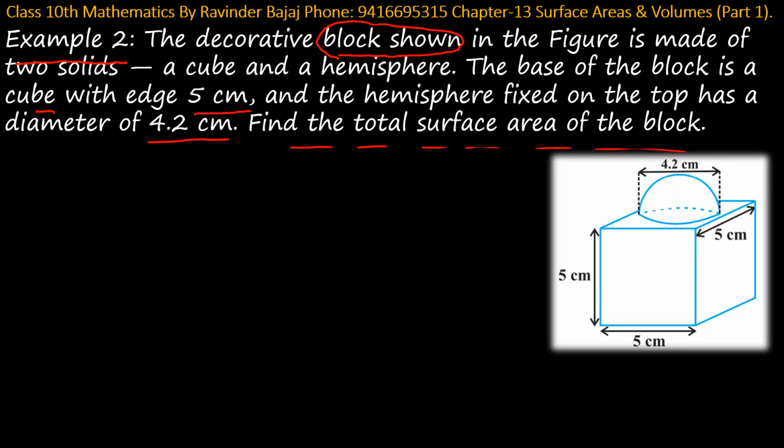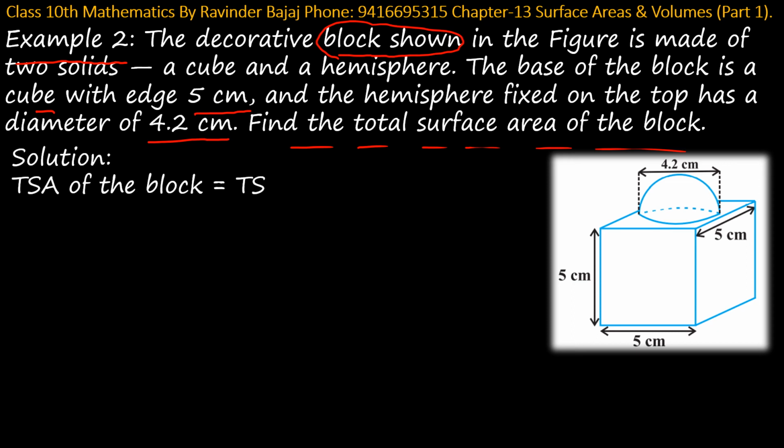So here is the figure given. This is the cube, 5 centimeter each edge, and this is the hemisphere. On the top it is placed, and the diameter of the hemisphere is 4.2 centimeter. So we want to find the total surface area of this block.